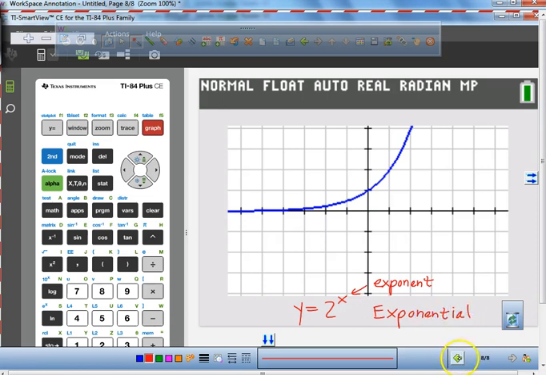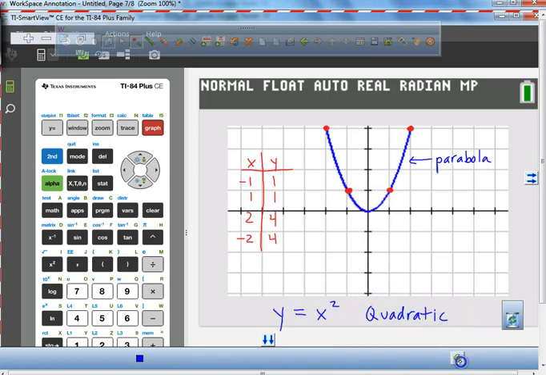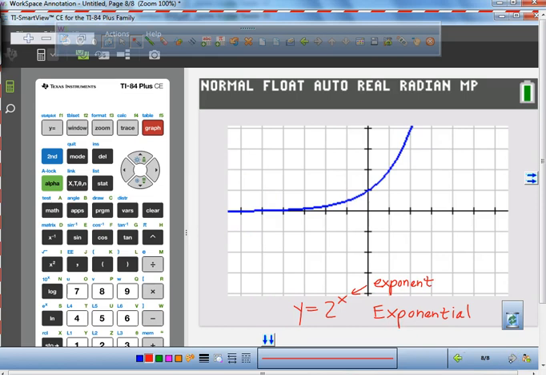So, what type of functions are you going to be responsible for in Algebra 1? What's the first one? Linear. Second one? Quadratic. Third one? Exponential. Those are 3. Okay? These are all functions. You know what they all pass? They all pass something called the vertical line test, which we're going to do right now.